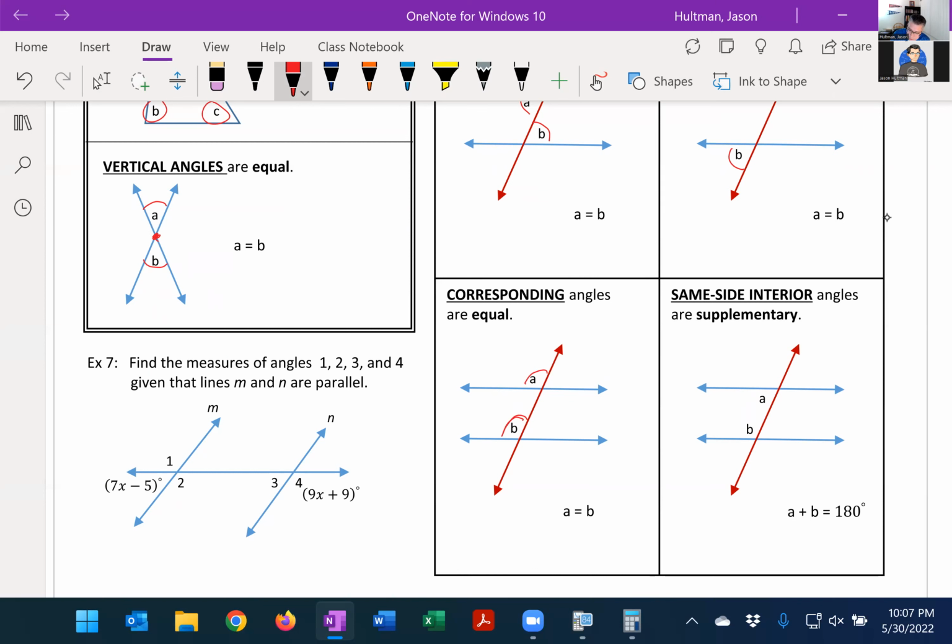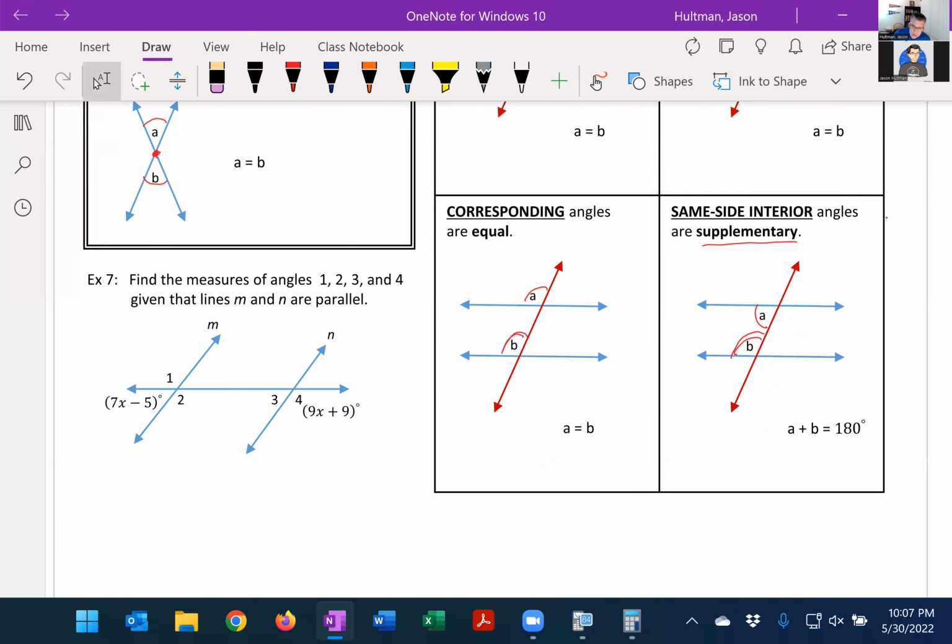Those are equal. And then same side interior, these are not equal. So I'm going to put two lines there to show that it's not equal, but they do add up to supplementary, which means they add up to 180. So A plus B here, although they're not equal, they do have a relationship in that they add up to 180. Okay, supplementary.